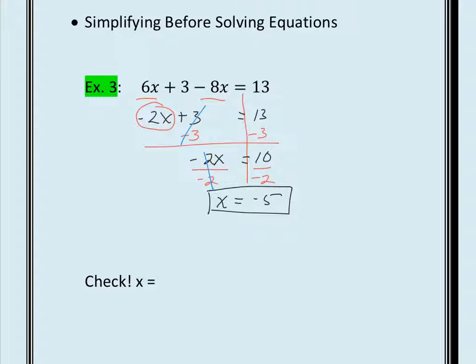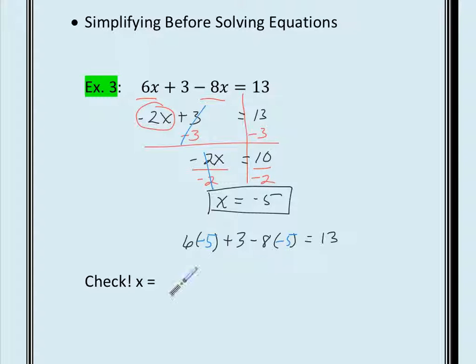So we're going to check that. Starting in the original problem, 6 parentheses plus 3 minus 8 parentheses equals 13. Replace each of the parentheses, which used to be x, with the value we found for x, negative 5.